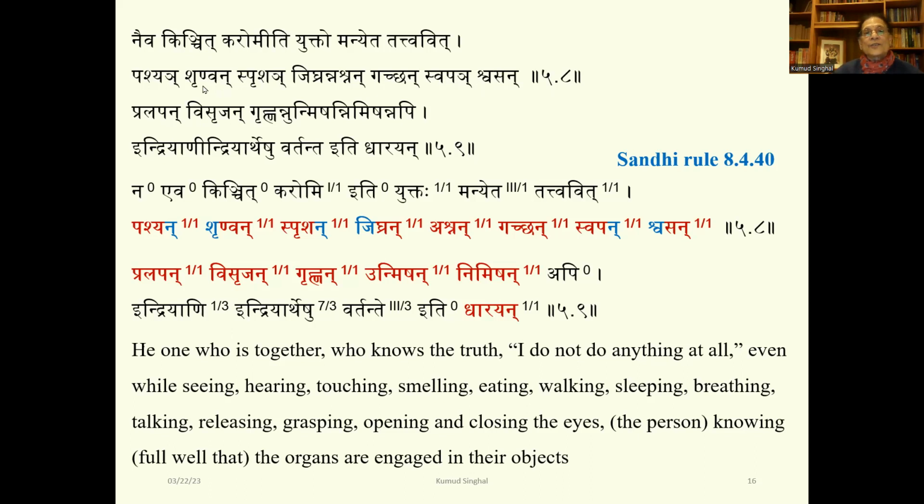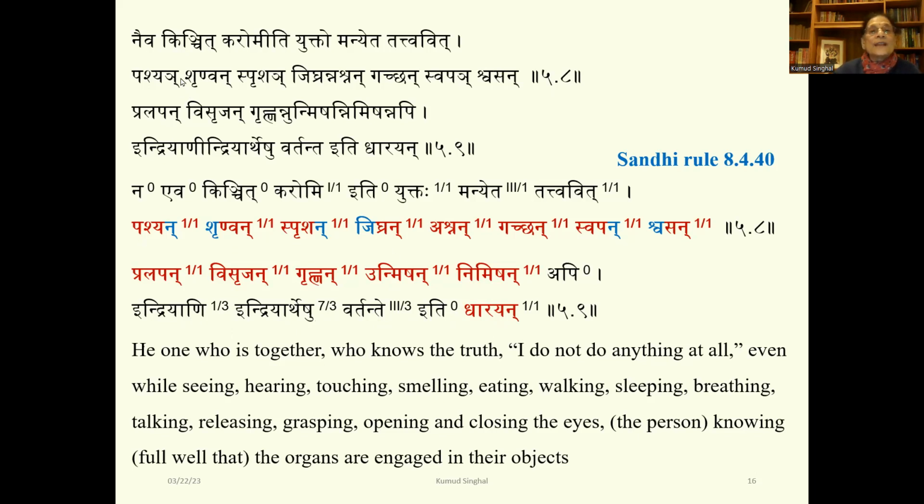Pashyan, Shanavan, Sparshan, Jigran, Nashnan, Gachan, Swapan, Shwasan, Pralapan, Visarjan, Grahan, Unmishan, Nimishan, api. Here: indriyani indriyartheshu vartante iti dharayan. So all these in red are Shatra Pratyayas in case 1 singular.